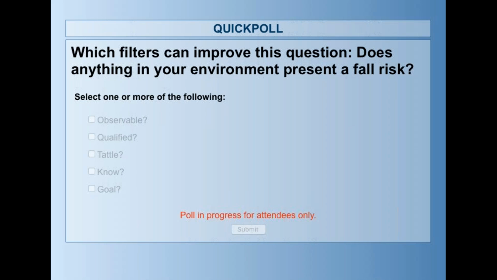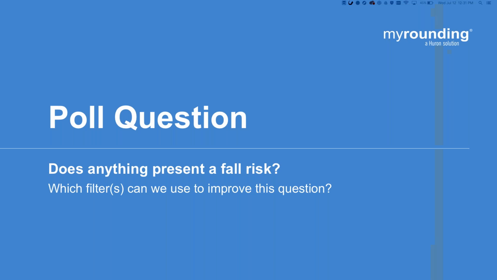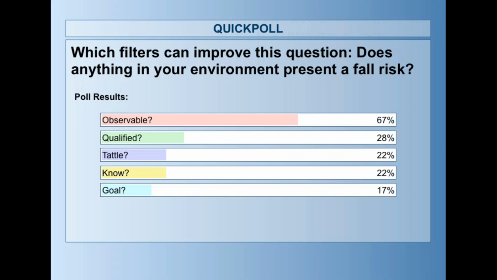All right, great. So it looks like most people have voted, so I'm closing it. And we have about 67% of people saying it's observable, 28% of people saying it's qualified, 22% of people saying paddle, 22% saying no, and 17% saying goal. Do you guys want to weigh in on what you think are the filters here?